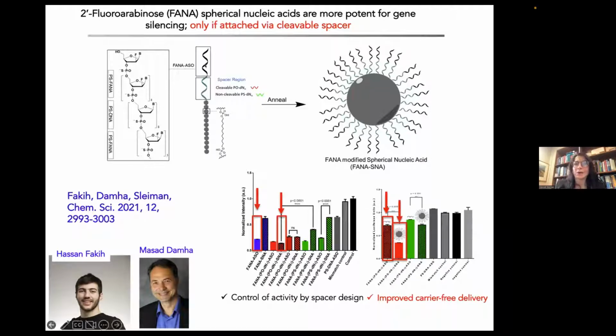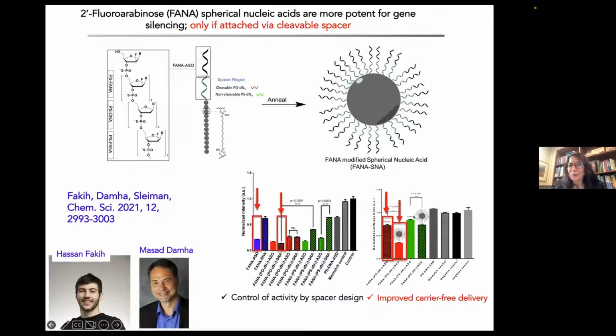Can we actually take the FANA gene silencing nucleic acid and attach it to our alkyl chains, our C12 chains, thereby forming a spherical nucleic acid, where the outside is these therapeutic or gene silencing nucleic acids, and the inside is these hydrophobic structures? And would this basically silence gene production in cells? And the answer to this was, to our happy surprise, that these are much more potent than the nucleic acid itself for gene silencing.